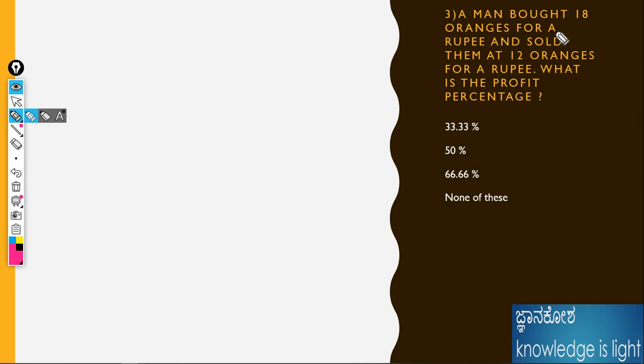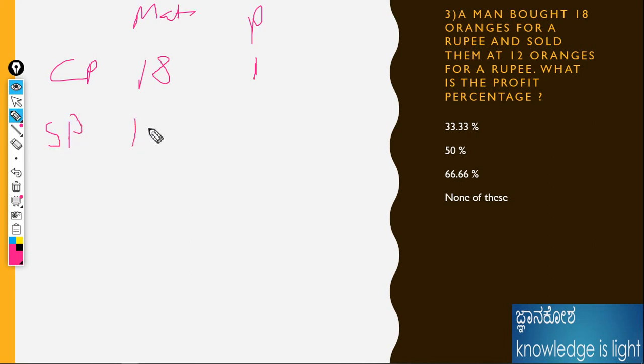The man bought 18 oranges for a rupee and sold them at 12 oranges for a rupee. Observe carefully, friend. The man bought 18 oranges for a rupee. Bought means cost price, CP. Here 18 is the material, and a rupee is the price. And he sold means he is selling. SP is 12 articles for 1 rupee.